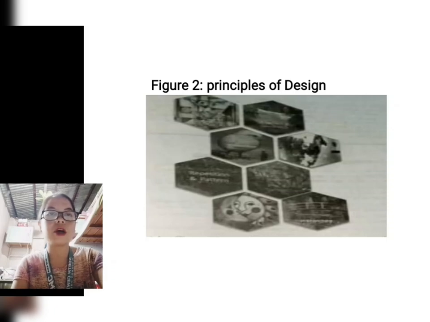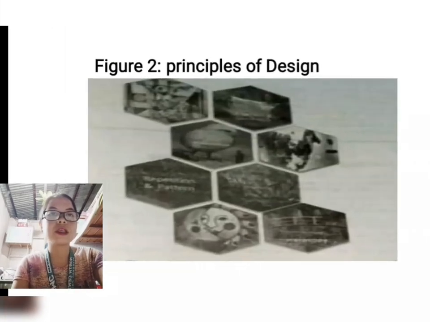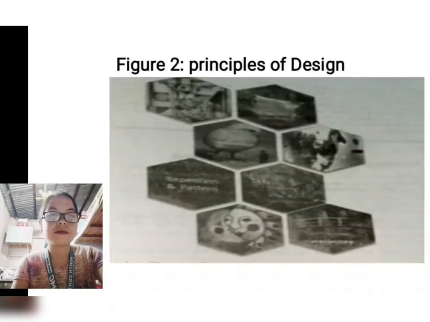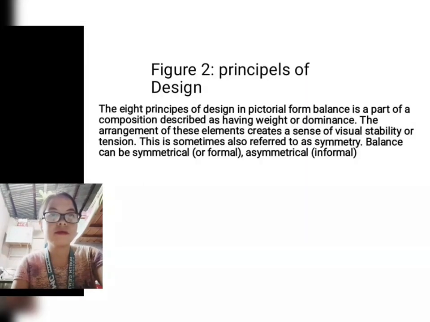Figure 2, Principles of Design. As you can see, there are 8 principles of design. The first principle of design in pictorial form is balance, a part of a composition described as having weight or dominance. The arrangement of these elements creates a sense of visual stability or tension. This is sometimes also referred to as symmetry. Balance can be symmetrical or formal, asymmetrical, informal.